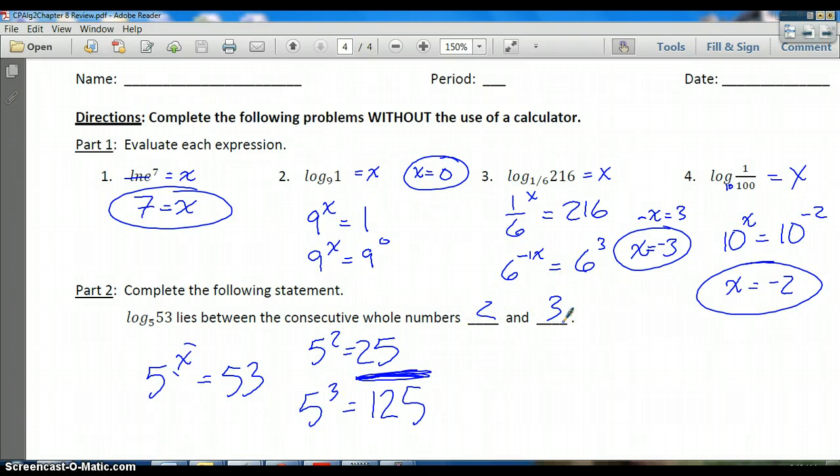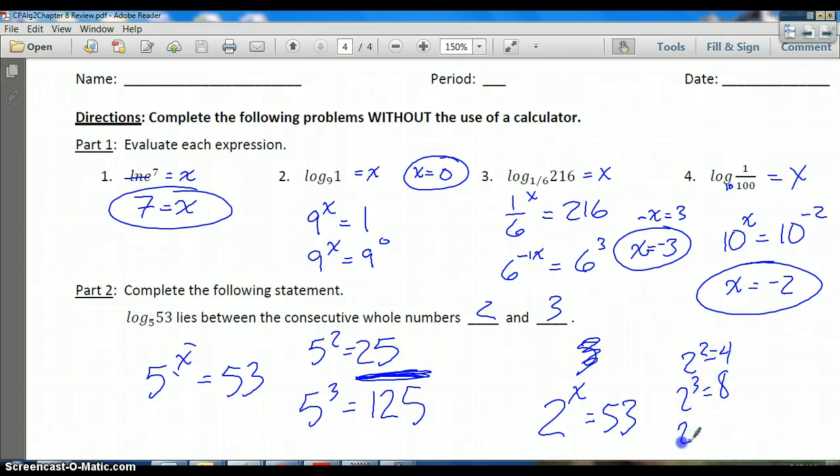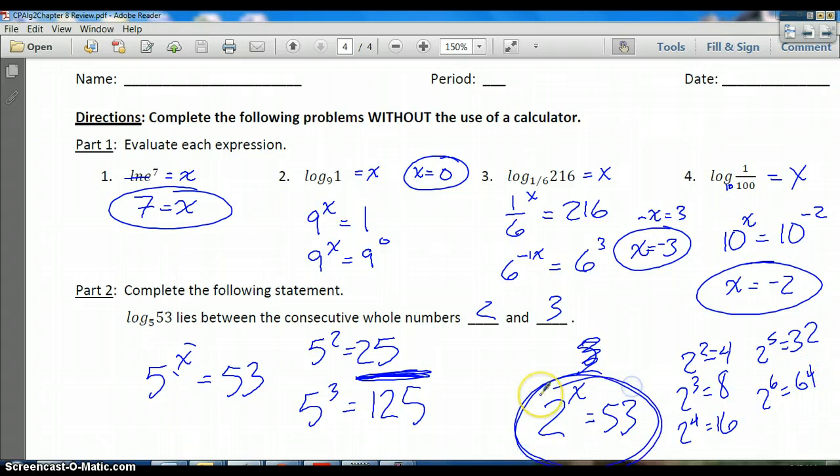Okay? So if you were going to do this again, say I gave you, let's switch the 5 to a 2. 2 to the what is equal to 53. Well, let's think. 2 squared is 4. 2 cubed is 8. 2 to the 4th is 16. 2 to the 5th is 32. 2 to the 6th is 64. So if you were doing this for 2, x would be between 5 and 6. Because 53 is between 32 and 64.